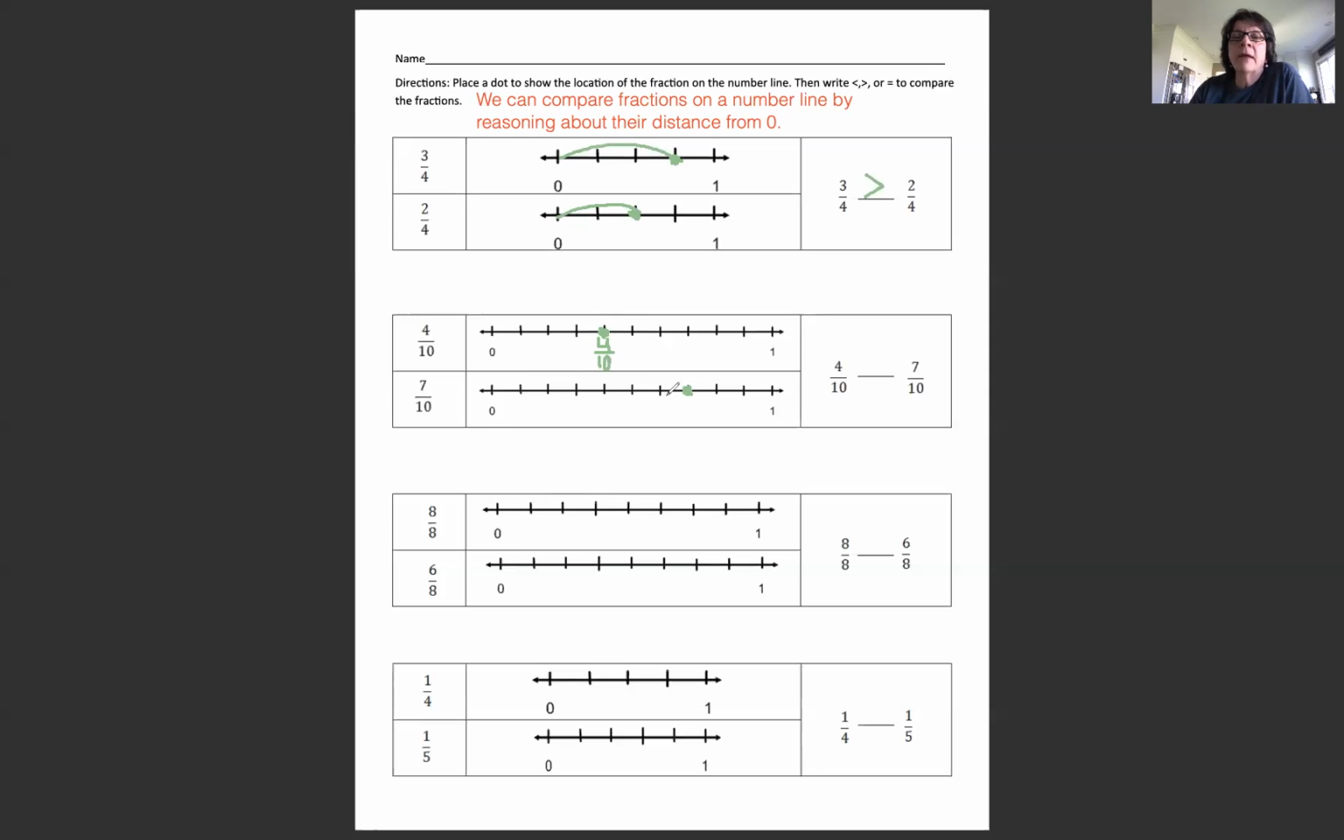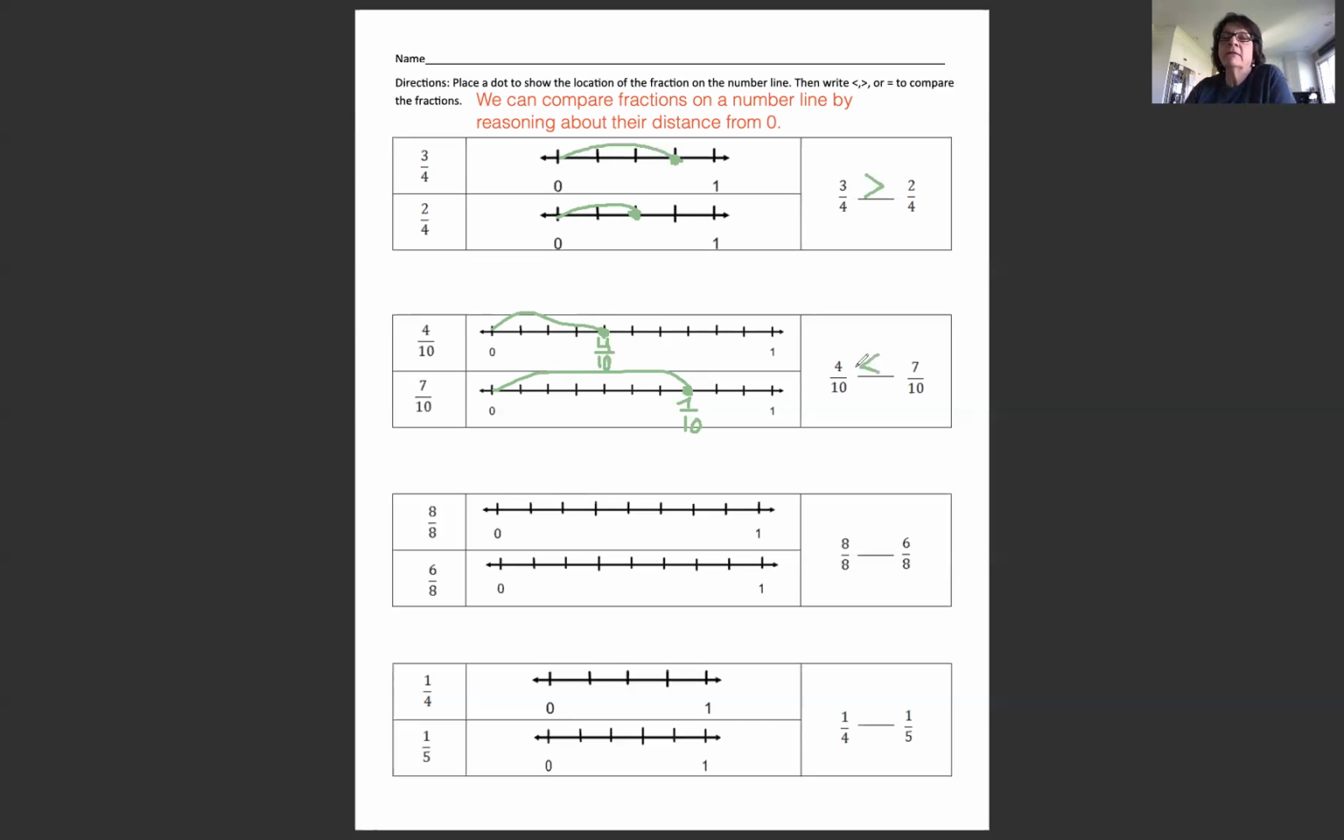I really like to make my visuals as clear as possible. And we'll write 7/10 here. And now when I go to compare these, what do we say about 4/10 in comparison to 7/10? Well, 4/10 is this far from 0. 7/10 is this far from 0. So 4/10 is definitely closer to 0. So 4/10 would be less than 7/10.